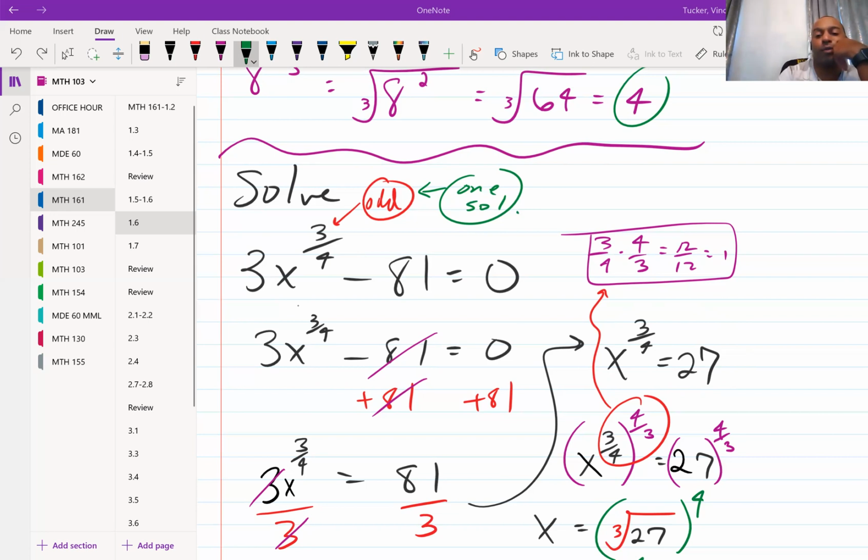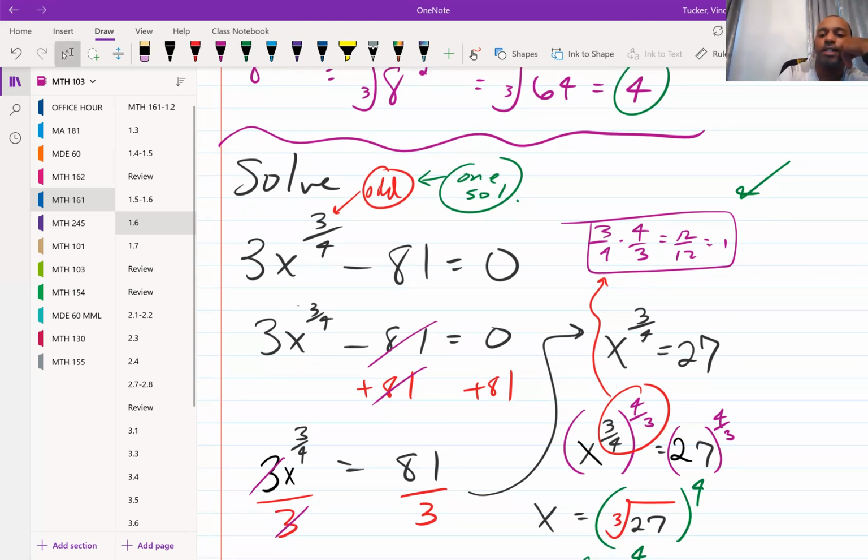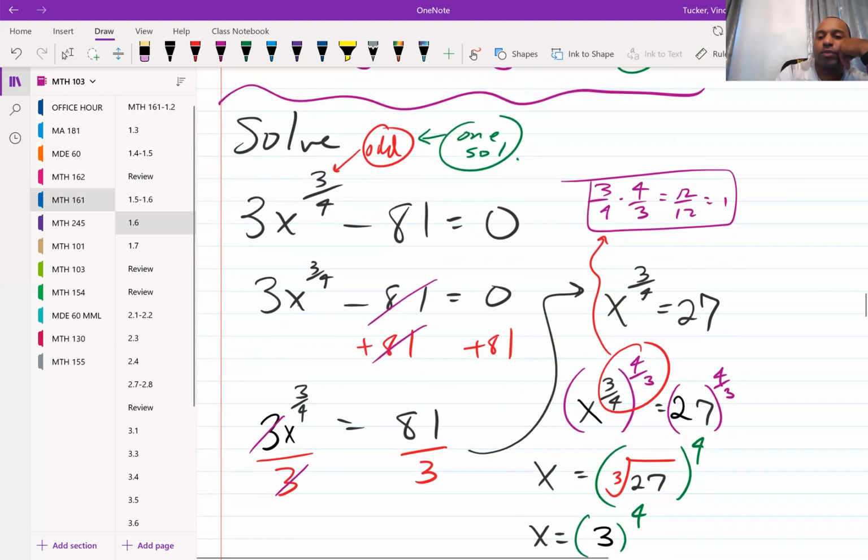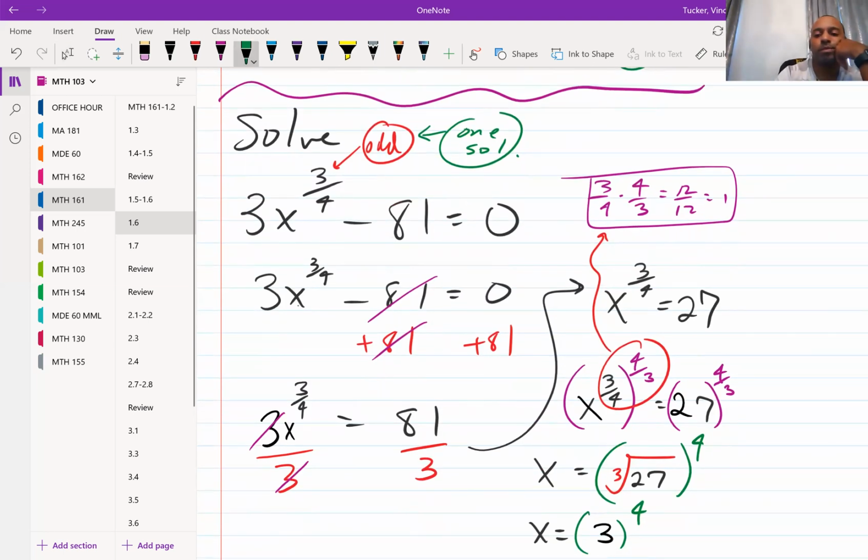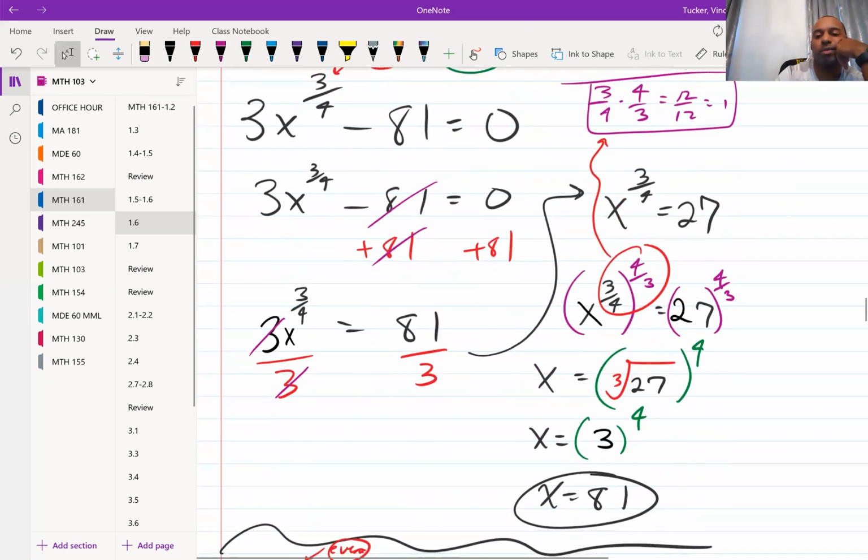Then we'll raise both sides to the 4/3 power. So we're going to flip that fraction and apply it to both sides. We have 3/4, so we apply the 4/3 power to both sides. Right here, I'm just showing you what happens and why we do that. 3/4 times 4/3 will simplify to 1. So that'll give us x to the first power, which is what we need, just x. But then we have 27 to the 4/3 power. So now that 3 is the radical. Take the cube root of 27, which is 3. Then 3 to the 4th power is 81. So our solution is 81.